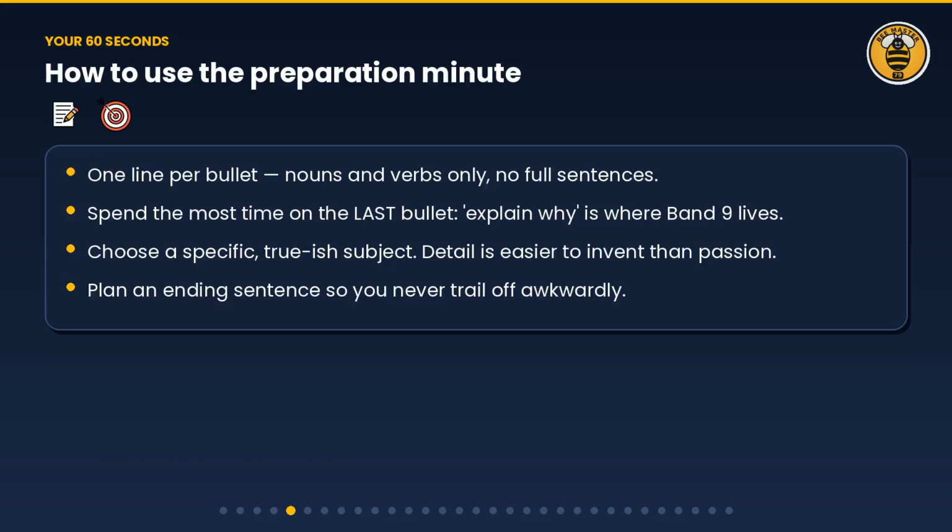Now, how to use that 1 minute. Write keywords, never sentences, because you cannot read a sentence aloud and sound natural. Spend most of your minute on the final bullet, the why, because that is where the highest marks live. And plan your last sentence so you never trail off.